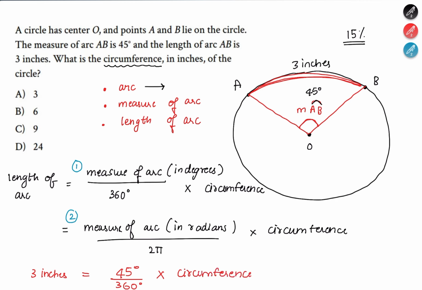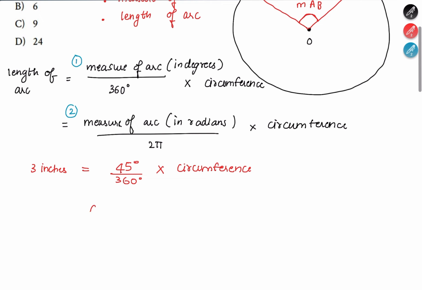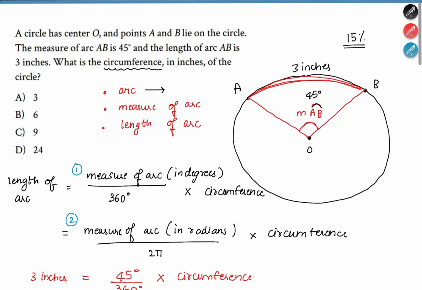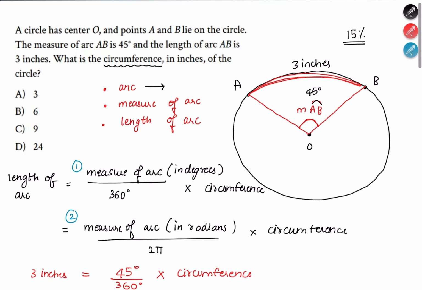Right? So what do you have to find? You have to find the circumference itself. Perfect. So my circumference, let me call that C, would be 3 inches multiplied with 360 degrees over 45 degrees. And this would be 24 inches. So your answer is 24 inches. So that would be option D.